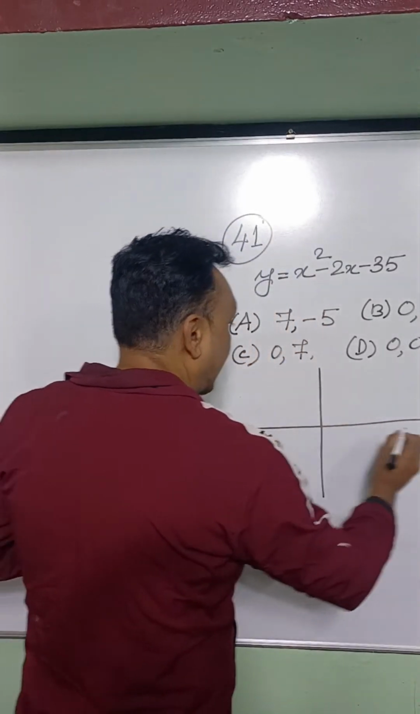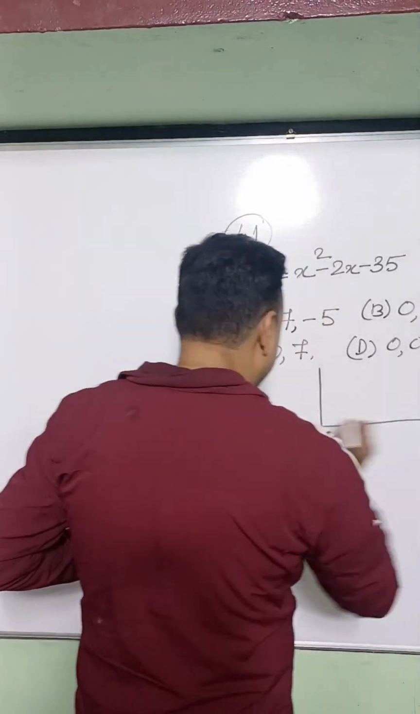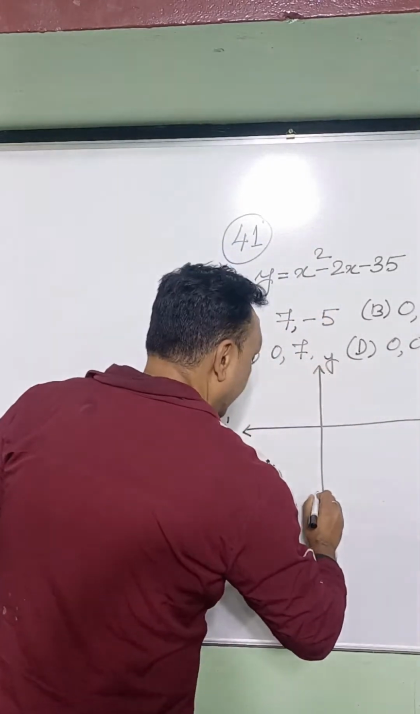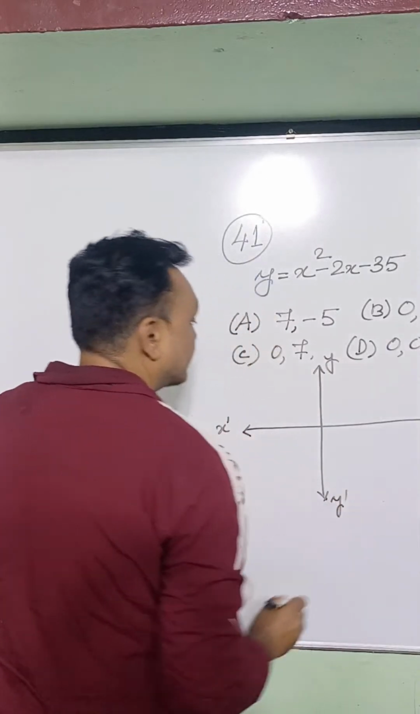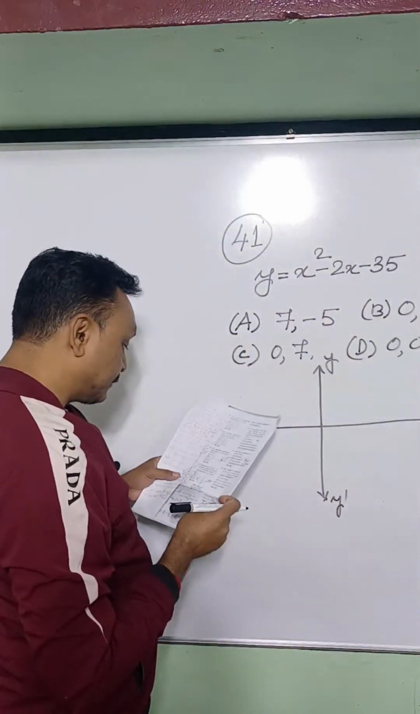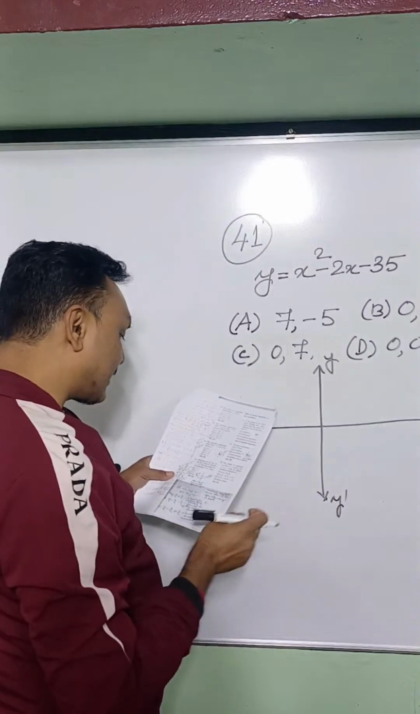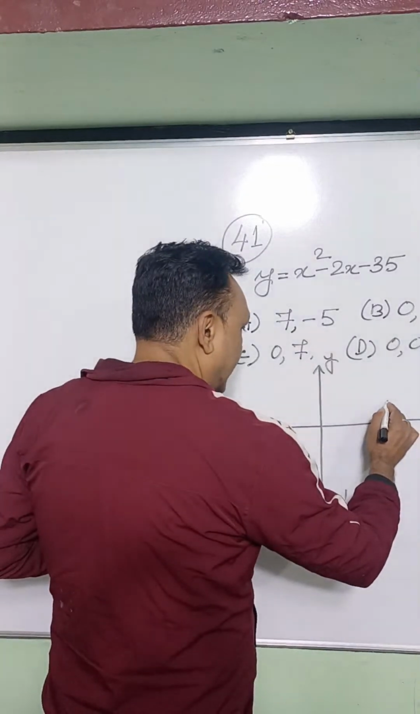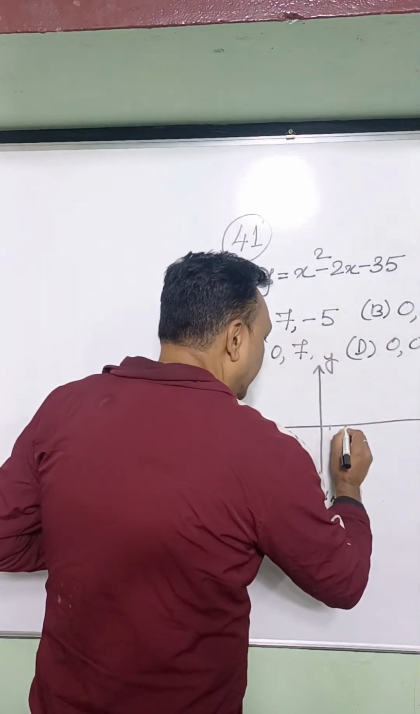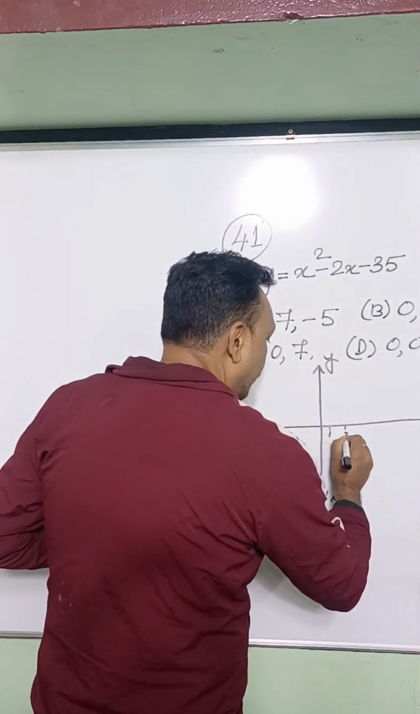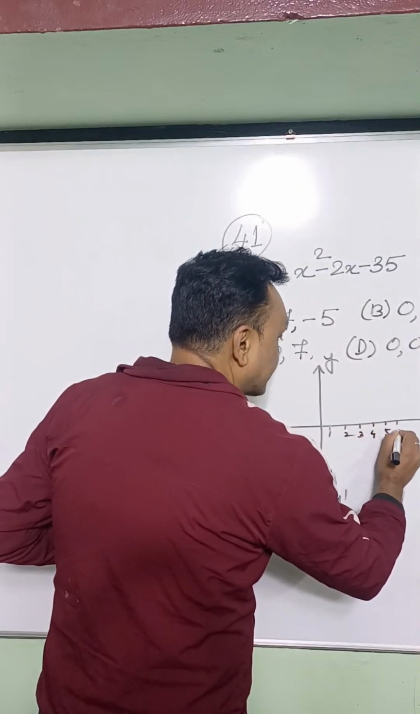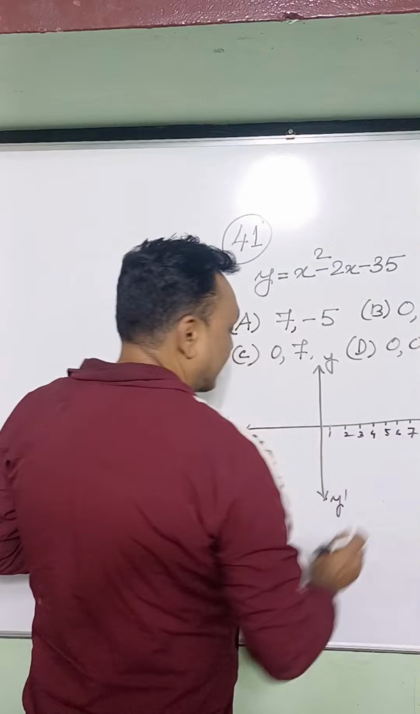This is the graph. X prime is the x-axis, Y prime is the y-axis. Now the graph cuts the x-axis at 7, 0. Suppose we draw the graph: this is 1, 2, 3, 4, 5, 6, 7.